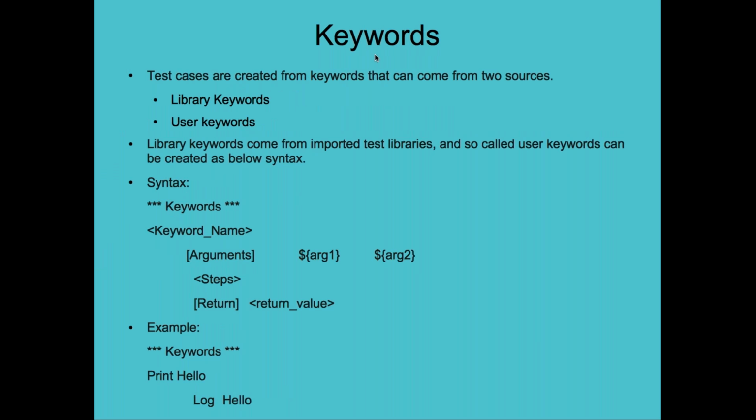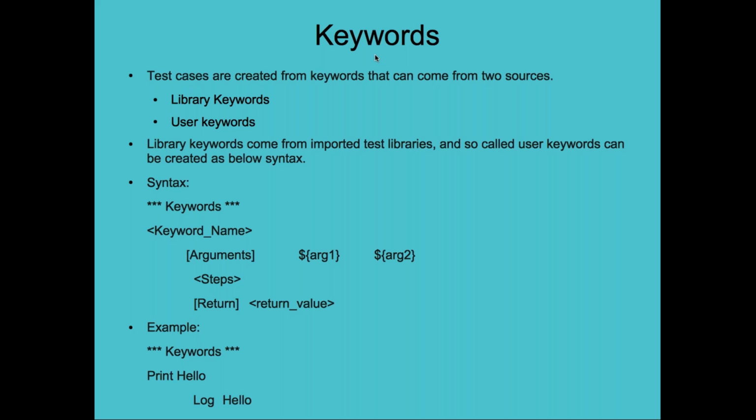And next I will see keywords. In the keyword section we can define keywords. Keywords are nothing but functions, functions in Robot Framework. If you want to reuse the same steps, you can create those steps in a function, in a robot keyword, so that you can reuse it.